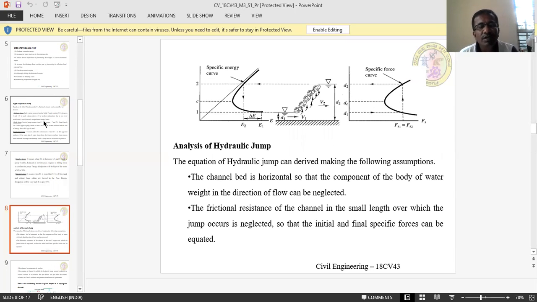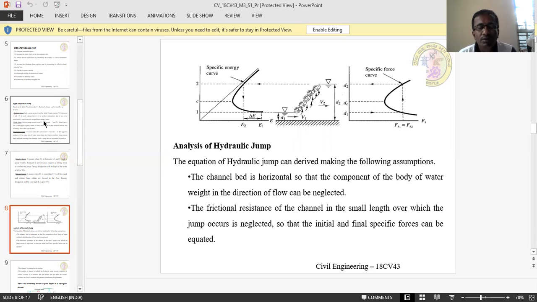This figure gives the relationship between the specific energy curve as well as the hydraulic jump. If you observe the specific energy curve, C stands for critical specific energy. Critical specific energy is one where depth of flow is critical. Usually on the right-hand side it is DC, otherwise YC. This is the critical depth of flow.